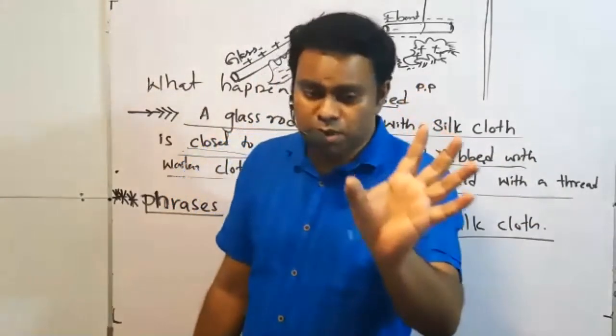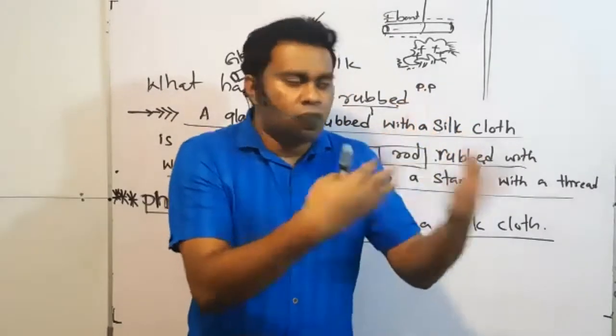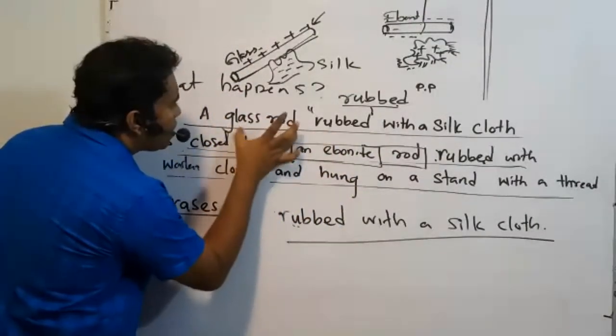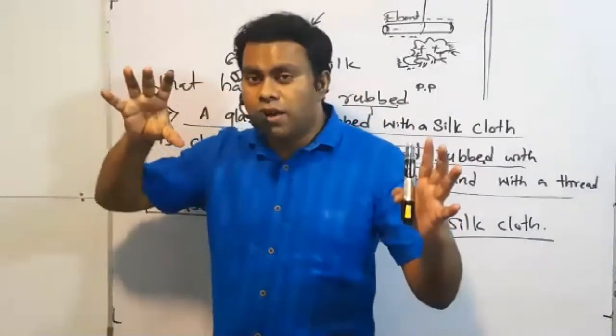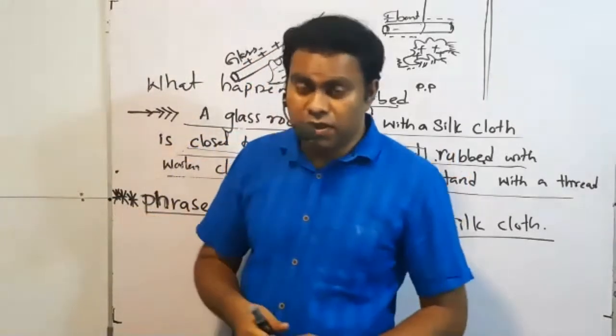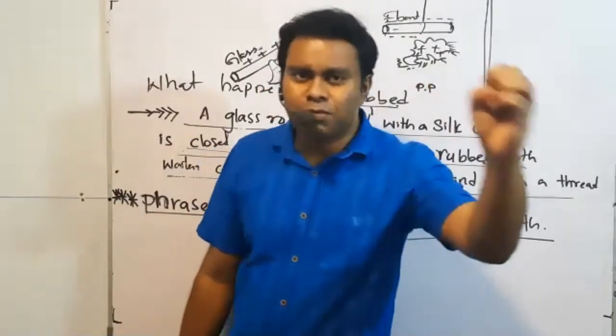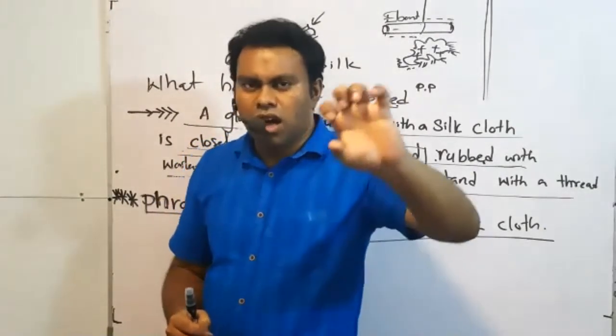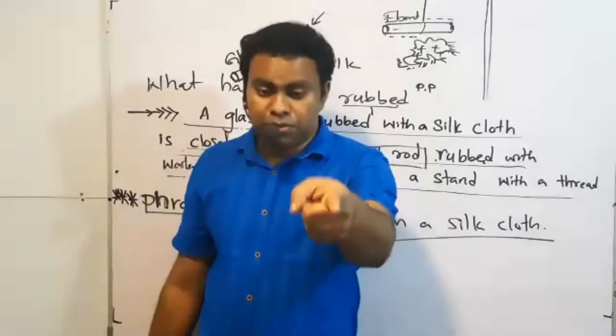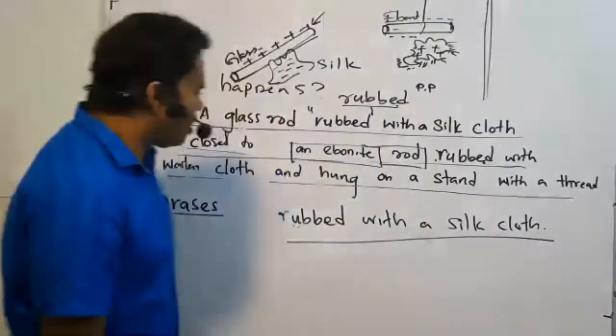Okay, then you have to know parts of speech. Adjectives. Adjective means? Describing a noun. Very good. Look at this: glass rod. What type of glass rod? Which glass rod? So you have to describe that. Silk cloth. You have to use an adjective, but an adjective is a single word. Beautiful glass rod. Attractive glass rod. Rubbed glass rod. Charged glass rod. Rubbed with a silk cloth.